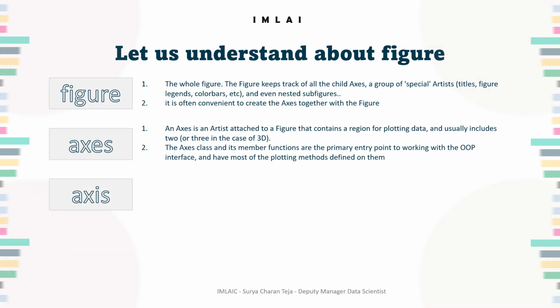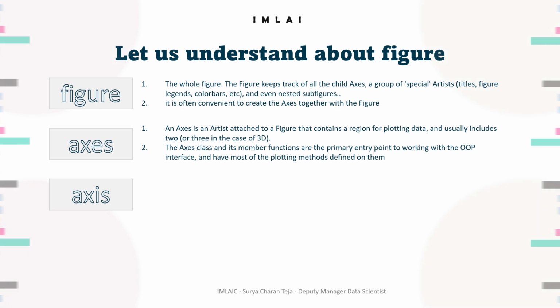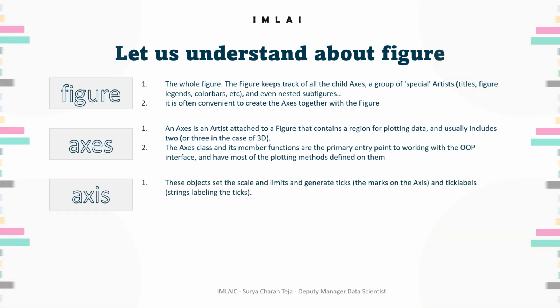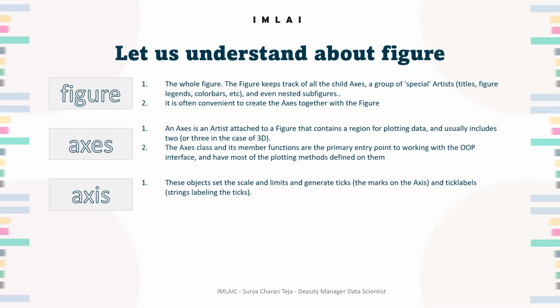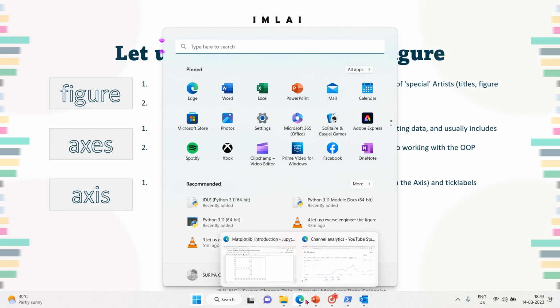So then we have axis. This axis is also called an object. These objects set the scale and limits and generate ticks. What are ticks? The ticks are the marks on the x-axis. Let me show you that clearly so that you won't have any confusion.